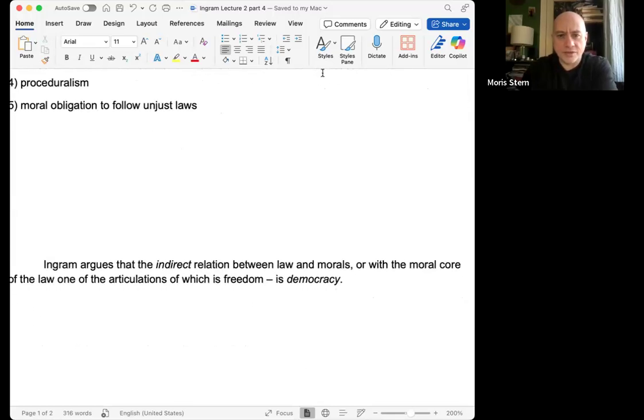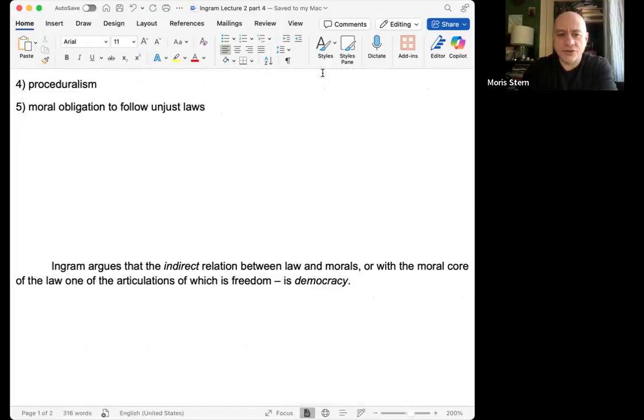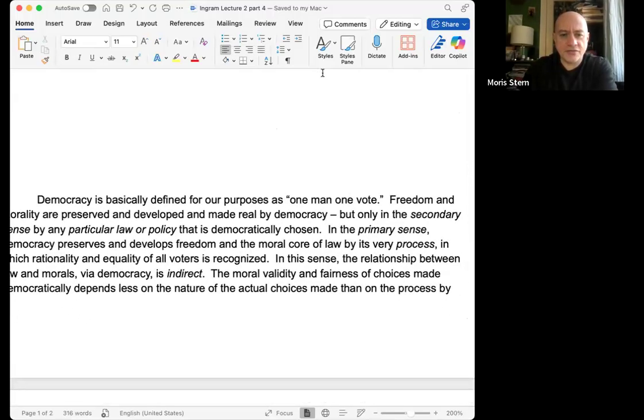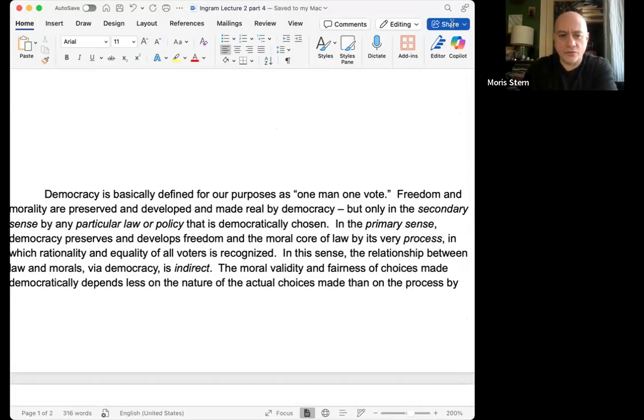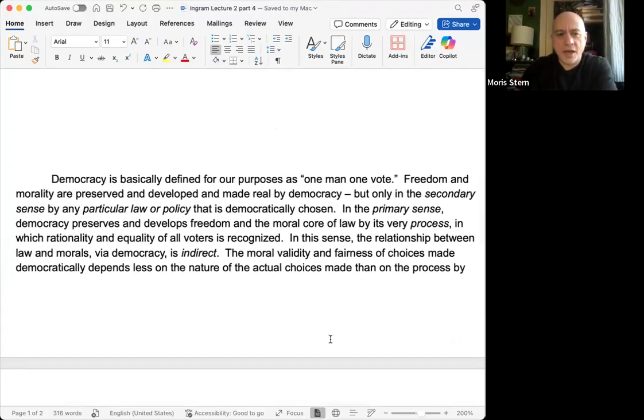Ingram argues that the indirect relation between law and morals, or the moral core of the law, one of the articulations of which is freedom, after Hegel, is democracy. Democracy is basically defined for our purposes as one man, one vote. Freedom and morality are preserved and developed and made real by democracy, but only in the secondary sense, by any particular law or policy that is democratically chosen.